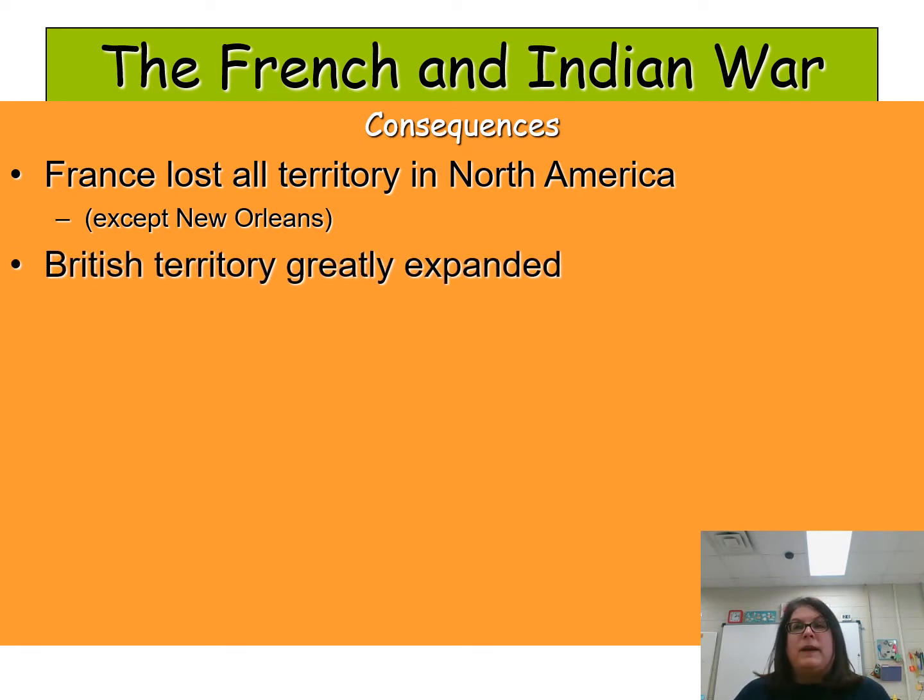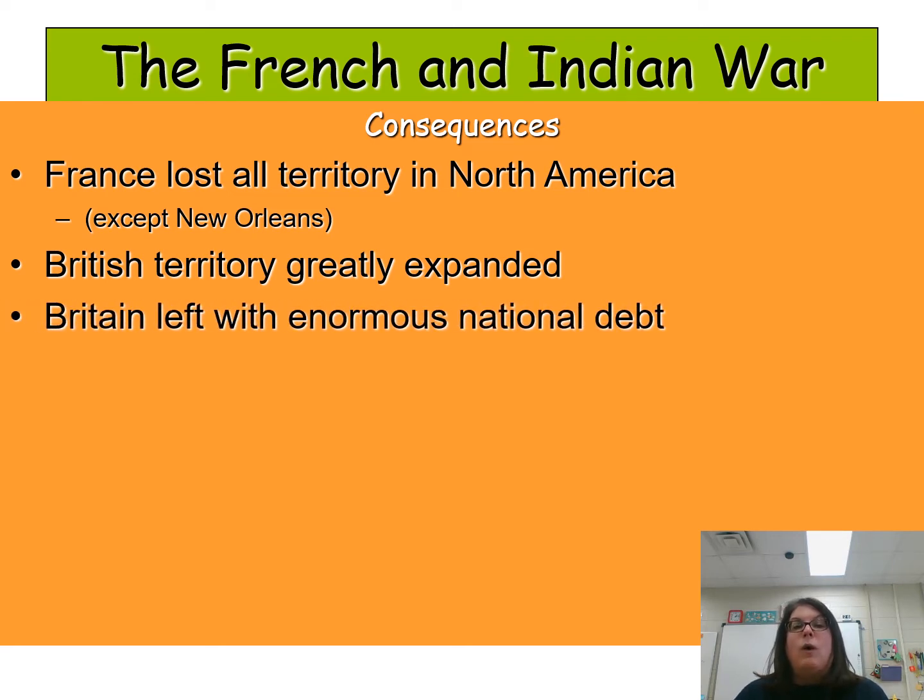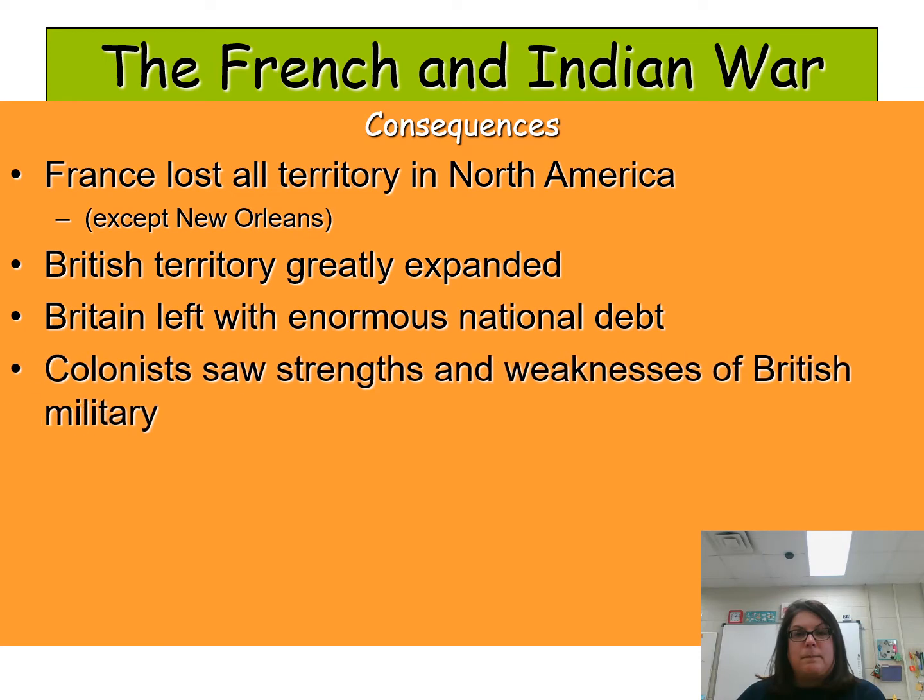British territory expanded greatly. Not only did they get a huge swath of North America that had once belonged to the French, they also gained territory in India, and I think they got a couple islands along the Caribbean. So British territory had a huge expansion, while at the same time Britain was left with an enormous national debt. They had never had a debt like this in their entire history, so at the end of the French and Indian War, the British government was sort of freaking out: how are we going to pay for this debt?